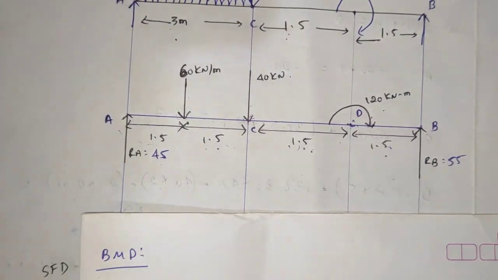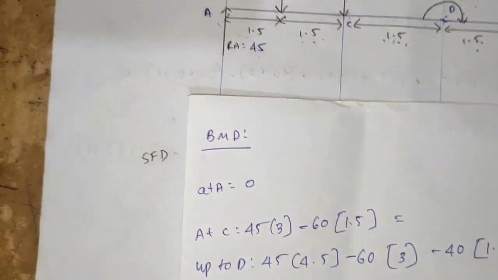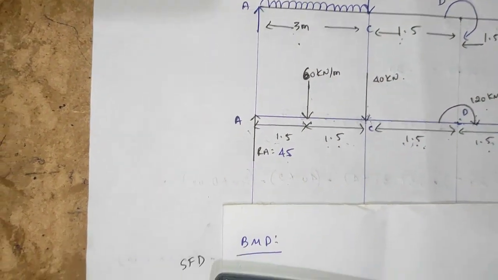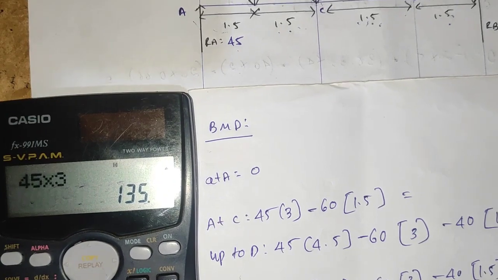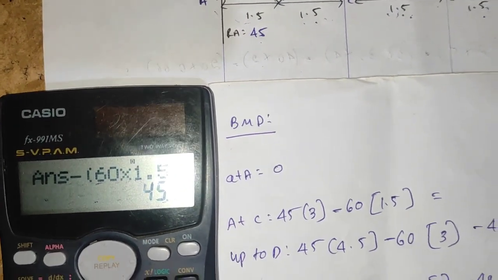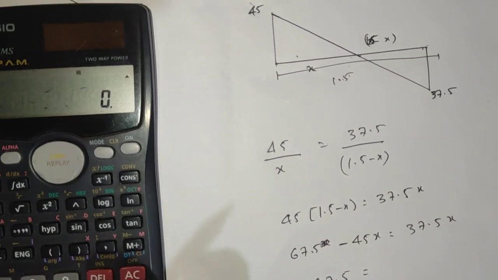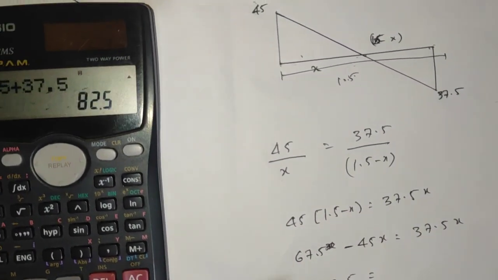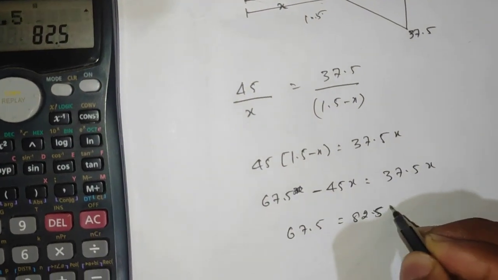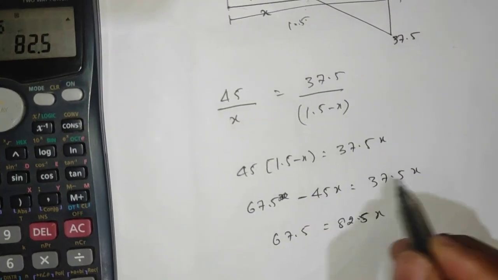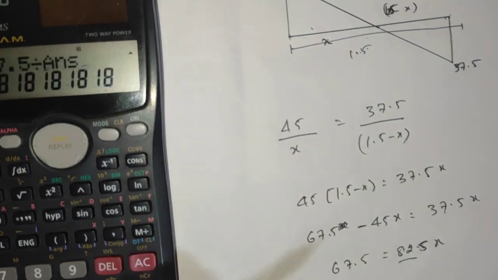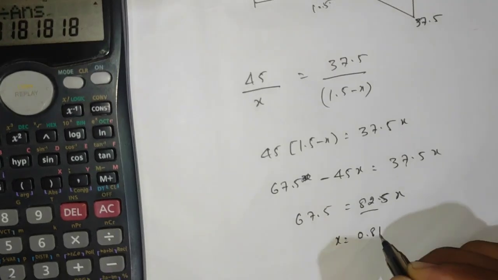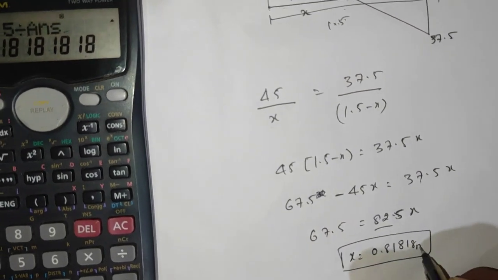Remember, when a bending moment is given, we do not consider the distance. Okay, but this is 120 is equal to... for point A, using the calculator: 3 minus 60 into 1.5, 45 plus 37.5, we get 82.5x. Then this becomes plus; we add these two and divide the value here: 67.5 by the answer, that is x is equal to 0.81818 meter.